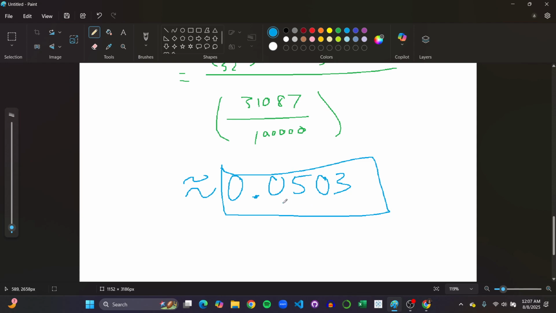So yeah, that's a very quick run through of a Bayes theorem proof and practice question.